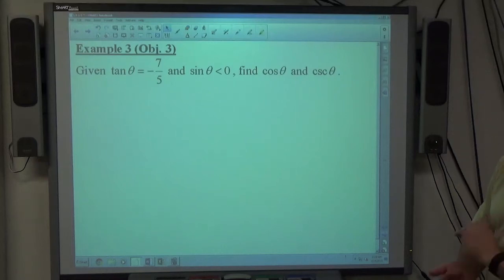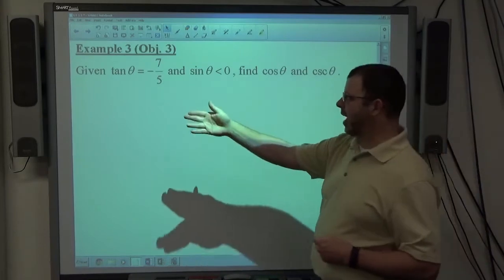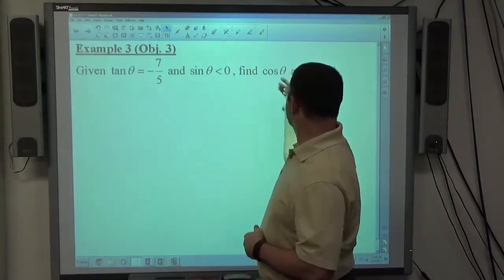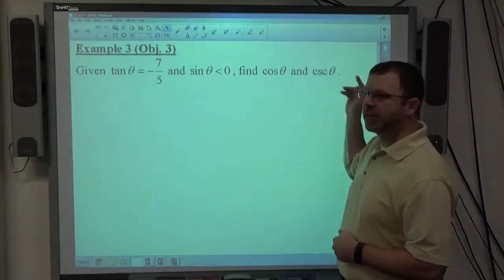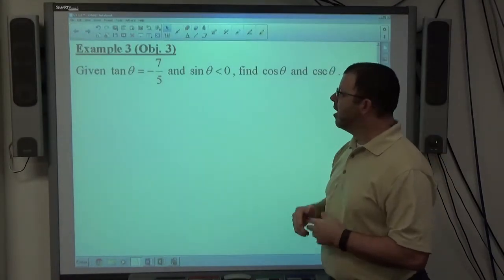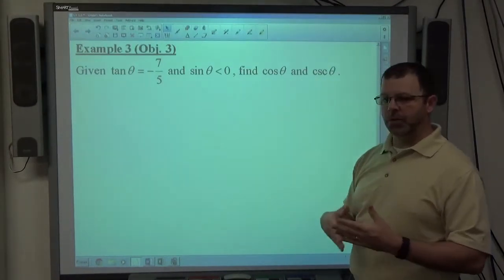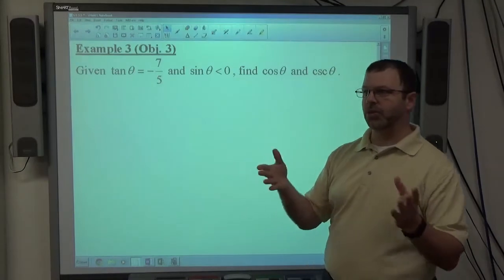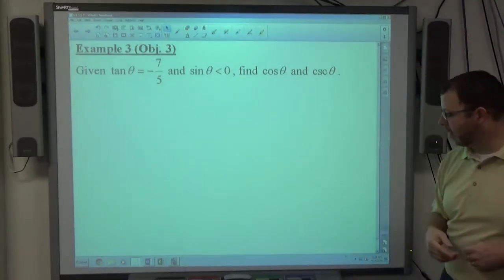Okay, example 3 takes us back to what we did in 5.2. They gave us a trig function and asked us to find another trig function, right? Or in this case, tangent theta, find this and this. So they're asking us to find a couple, all right? But now signs are going to be involved, and before it was always an acute angle, so it was in the first quadrant. We didn't have to concern ourselves with all that kind of stuff.